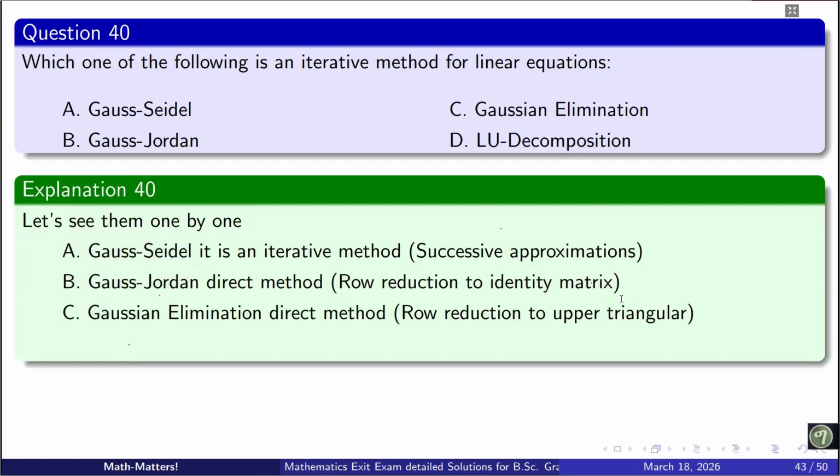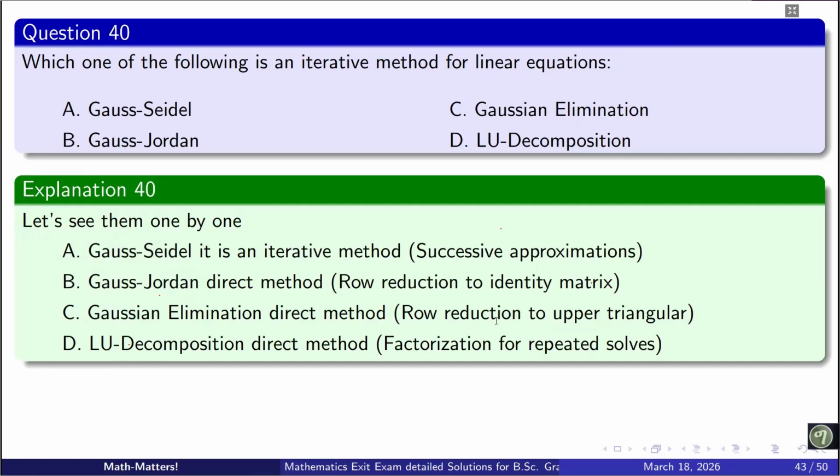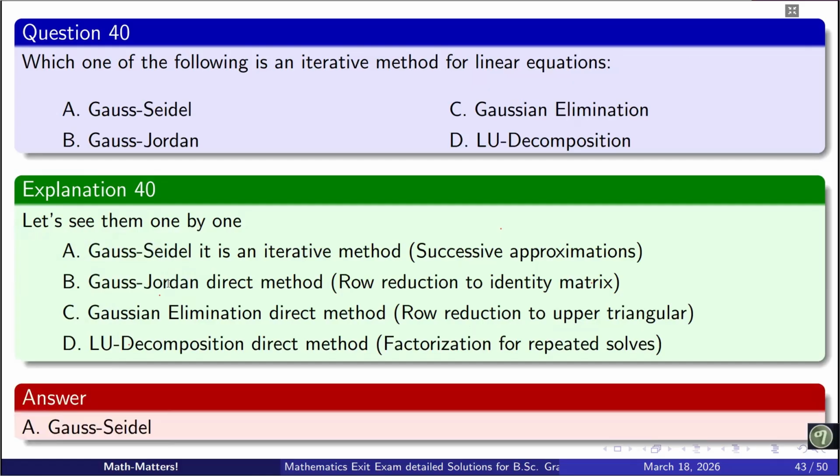And Gauss elimination is also a direct method, which is based on the reduction of the coefficient matrix of the given system of linear equations into an upper triangular matrix by using row reduction. And LU decomposition is also a direct method, which depends on factorization. Therefore, the only iterative method for a system of linear equations is the Gauss-Seidel method, so the answer for this question is A.